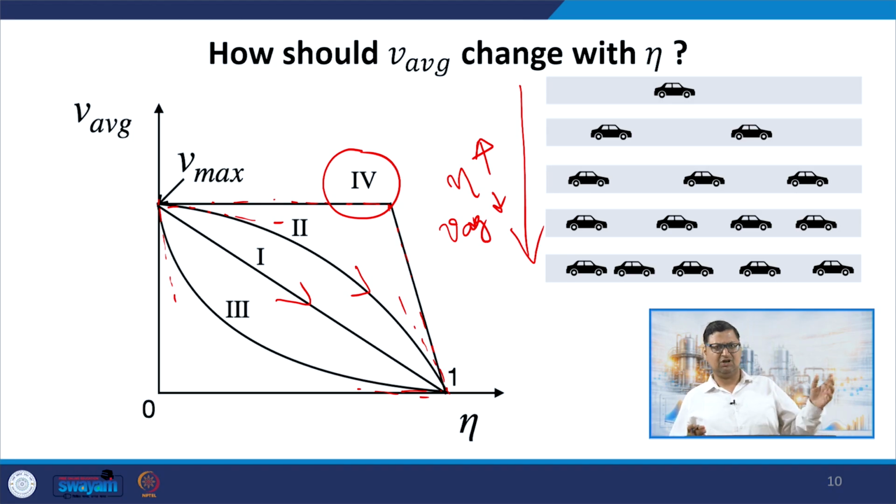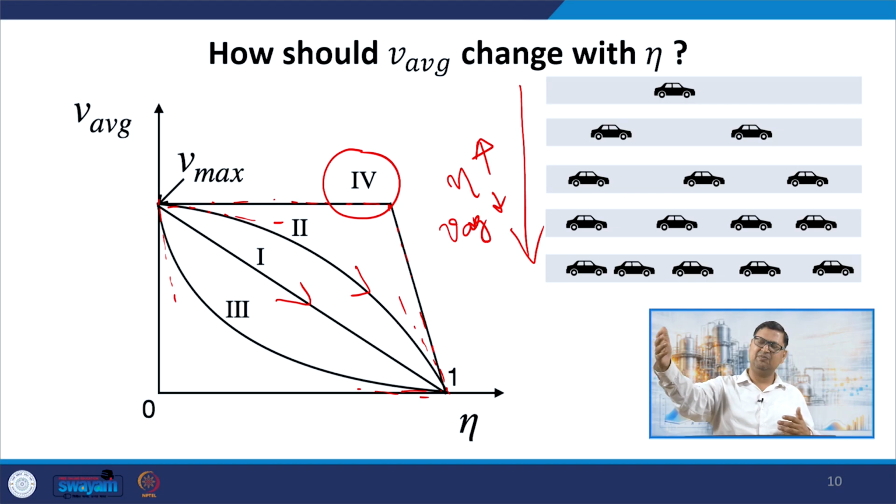I claim, of course all of these are possible and there may be other possibilities. I claim that 4 is probably a more realistic situation. The reason being the following: let us say I take an extreme where we have one car in 1 kilometer distance. So clearly the car can move freely because the next car is 1 kilometer ahead on average, right. Let us say now traffic density increases and we have 2 cars in 1 kilometer distance. The average distance now is 500 meters. So there is no need for this car to slow down because the other car is 500 meters away.